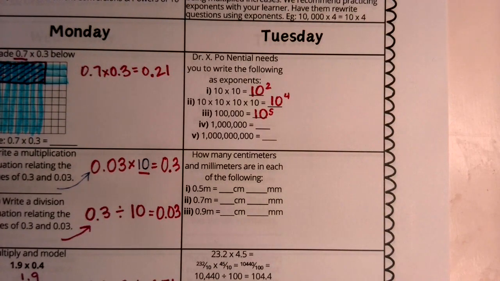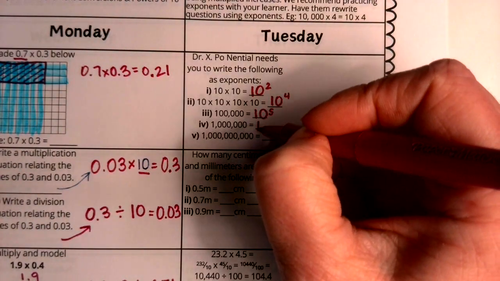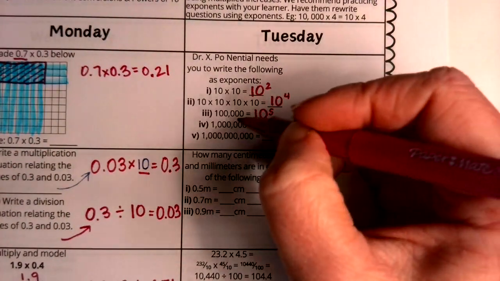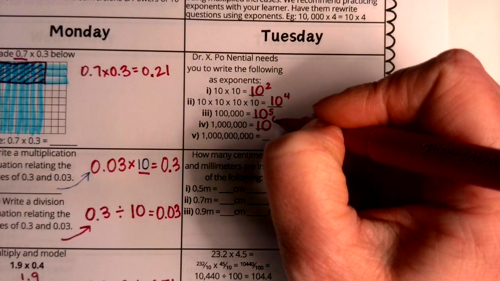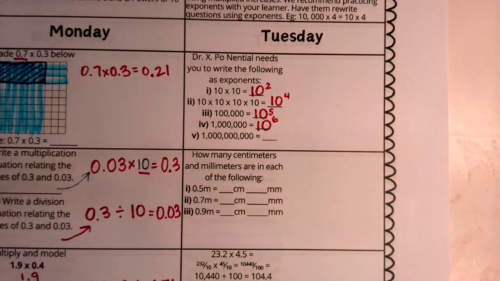Let's take a look at our next number, which is 1 million. And I know that 1 million is a 10 made up of how many zeros in my exponent? Well, that's going to be 10 to the power of 6 because I see 6 zeros in that number and I recognize that pattern to be true.